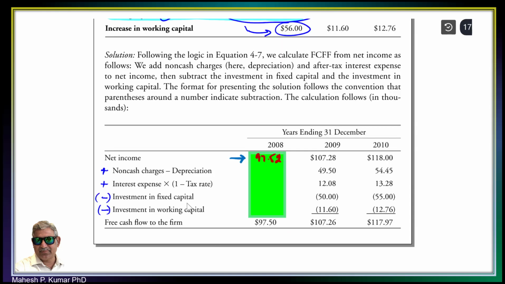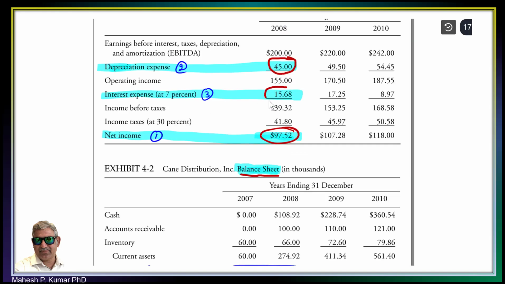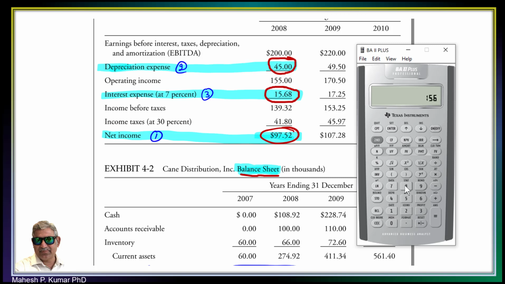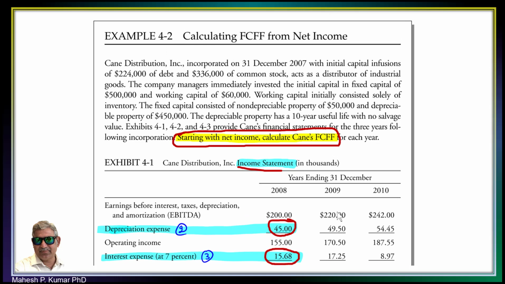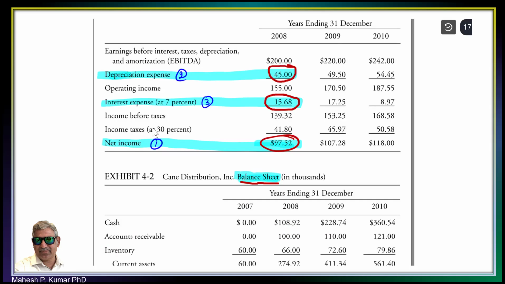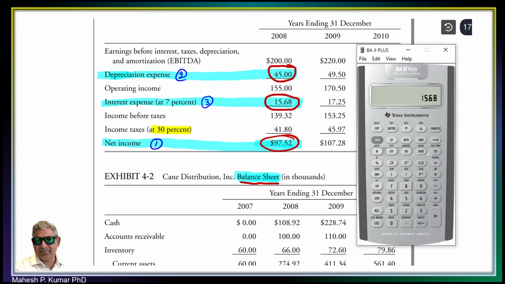The third piece of information that we need is interest expense times 1 minus tax rate. Interest expense is also available to us in the income statement, which is 15.68, times 1 minus tax rate. In this scenario, the tax rate is given to us and it is 30%. So we have to multiply this number by 0.70, and that gives the number 10.98, which we will store in the third memory spot.